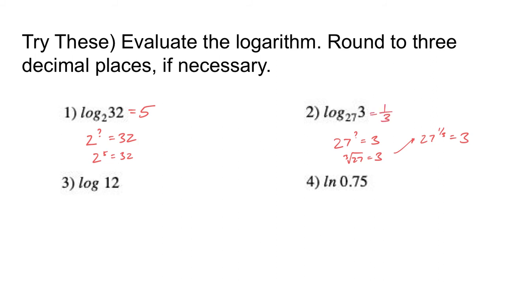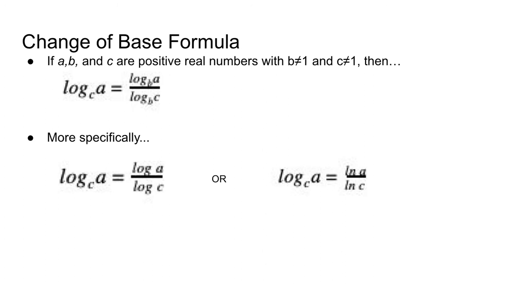Log of 12, again, that's just typing it in your calculator. You should get 1.0791, and it keeps going. And of course, the natural log of 0.75 is negative 0.2876, and it keeps going from there. So what if the numbers aren't nice numbers? What if I end up with something that I can't do? We'll see examples of that on the next screen.